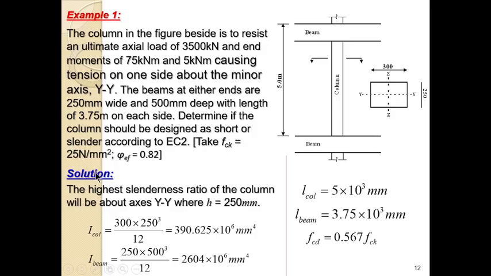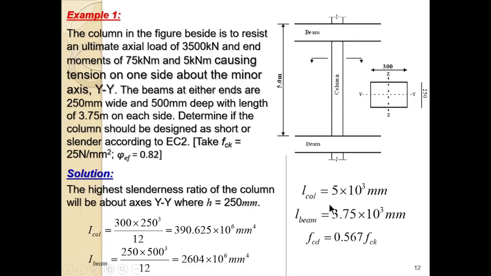So let's look at the solution. The highest slenderness ratio of the column will be about the YY axis. That means when you're bending about this axis YY, that is where you have the slenderness, and the height in that direction is 250. So let's calculate the moment of inertia for the column about the YY axis. Remember, the moment of inertia for a rectangular section is BH cube over 12. So this is B, which is the 300 here, and this is H, which is the height 250 here, all over 12. That gives us this value as the moment of inertia for the column. Then for the beam, we are told it has a width of 250 and a depth of 500. So BH cube all over 12 gives this value as the moment of inertia for the beam.